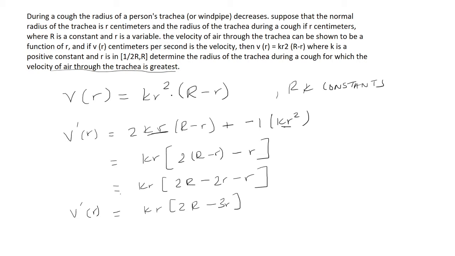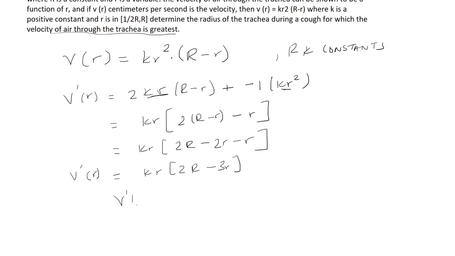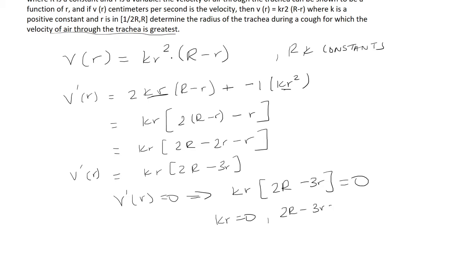In order to maximize it, you want to find the critical points, so we set the derivative equal to 0. In other words, k times r multiplied by (2 times big R minus 3 times little r) is 0. We set each factor equal to 0, so k times little r and 2 times big R minus 3 times little r. We get r is 0, and r is 2R over 3.